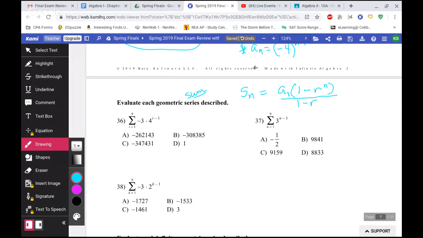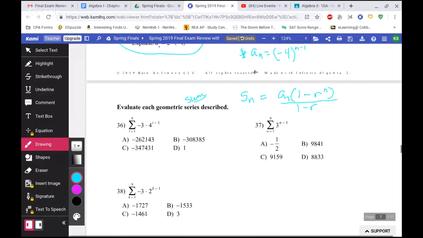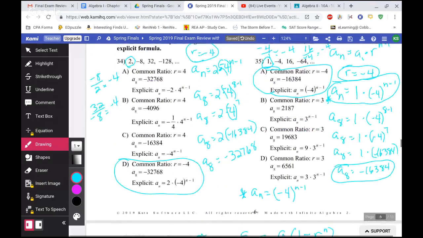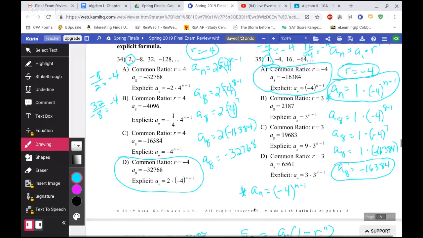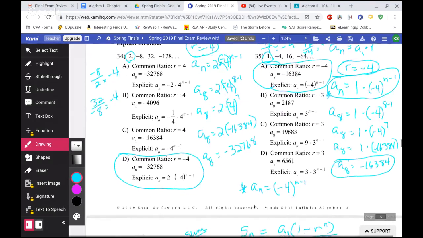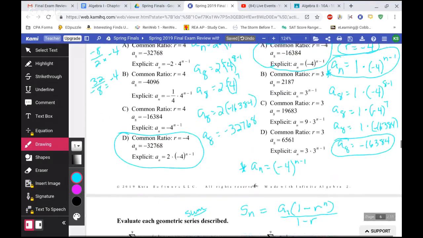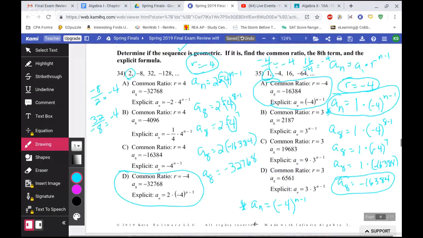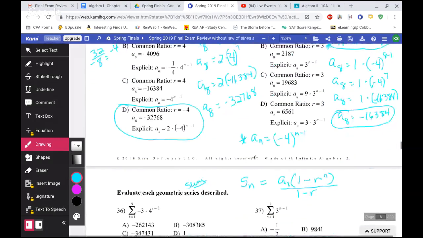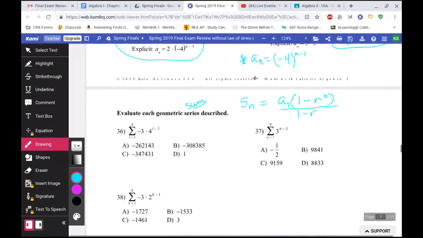Really quick, sorry, Miss Sparks, I got sidetracked. What did you get for 35? I got C. It's A. Okay. I'll rework that one then. Yeah, because the common ratio is -4. Okay.